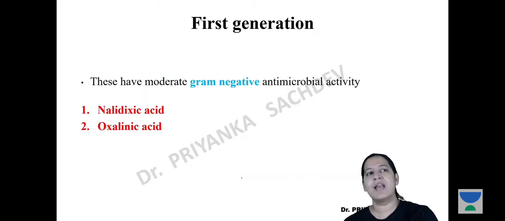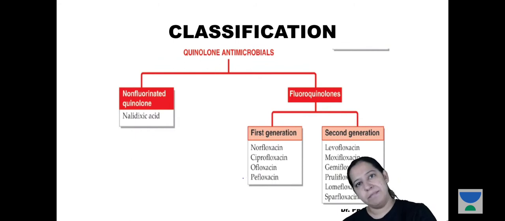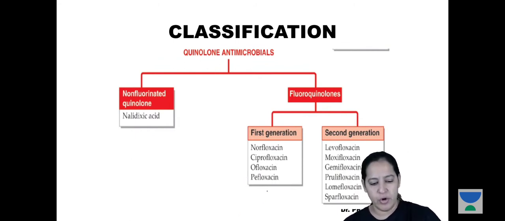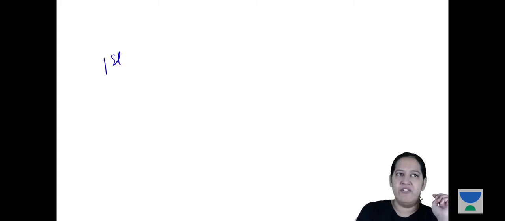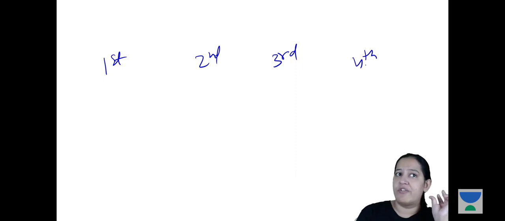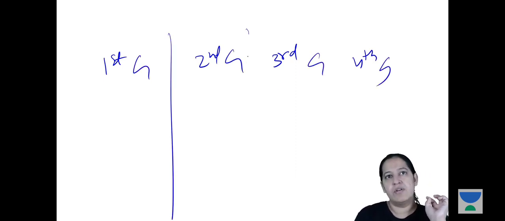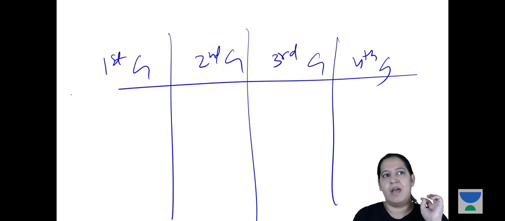So this is the classification. This is the old classification. Don't learn it. I'm telling you the new classification. Okay, I will write it for you. There are 4 generations. First generation, second generation, third generation, and fourth generation. This is the new classification in the new KDT. So that was the old one. The new one has come recently.